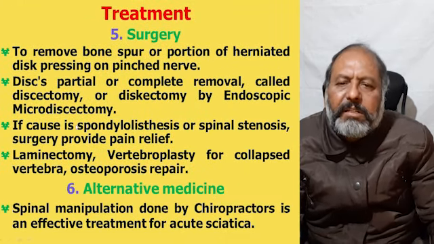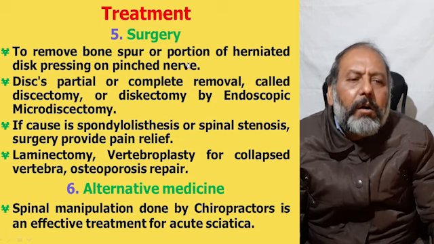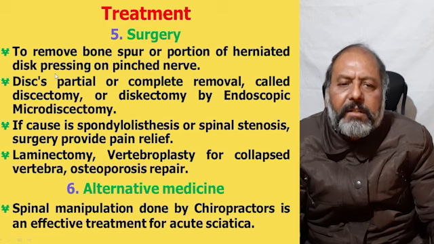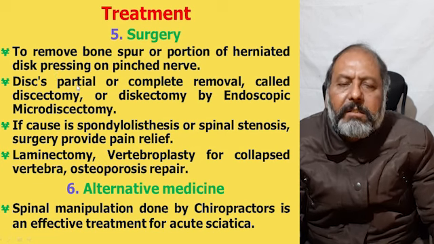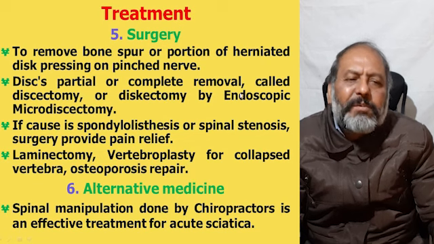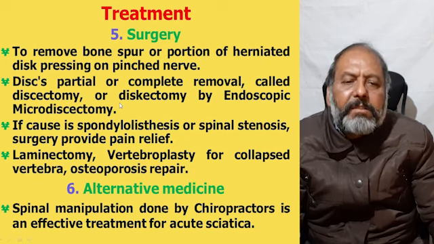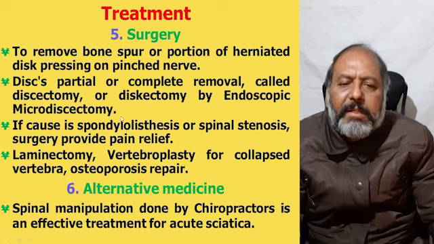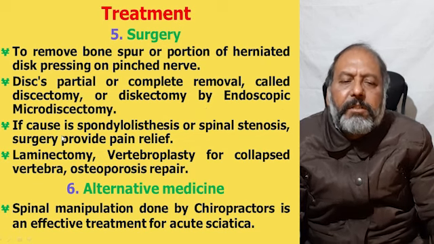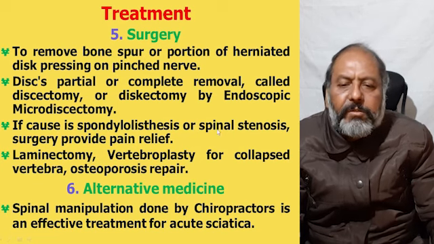Now, continuing the surgery, that is to remove the bone spur or the portion of the herniated disc pressing or pinching the spinal nerve. Disc partial or complete removal is called discectomy, or microdiscectomy by the endoscopic method, and is done if the cause is spondylolisthesis or spinal stenosis.